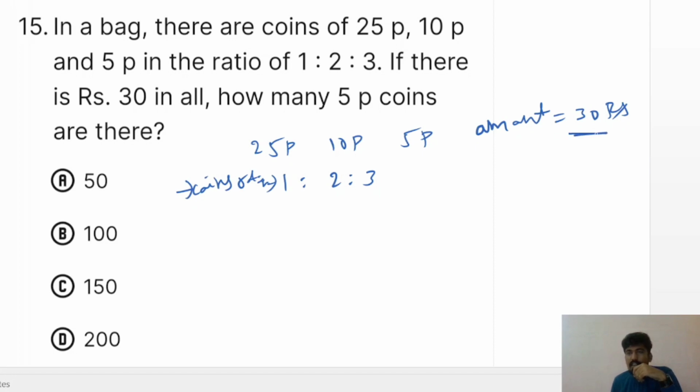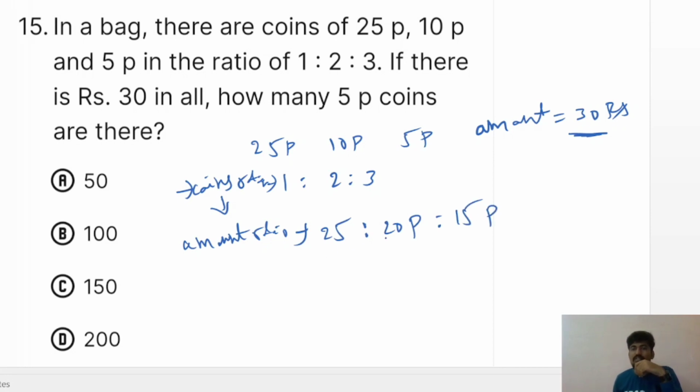Here he has given the amount. So we have to convert the coins ratio to the amount ratio. 25 paisa is 1 ratio. 1 into 25 is 25 paisa, 10 paisa into 2 is 20 paisa, 5 paisa into 3 is 15 paisa. The amount ratio is 25:20:15. Then it gets cancelled with 5: 5 5s, 5 4s, 5 3s. They are in the ratio 5:4:3.